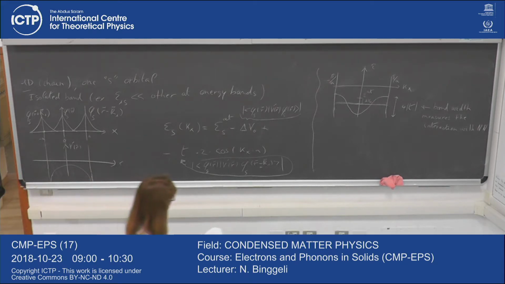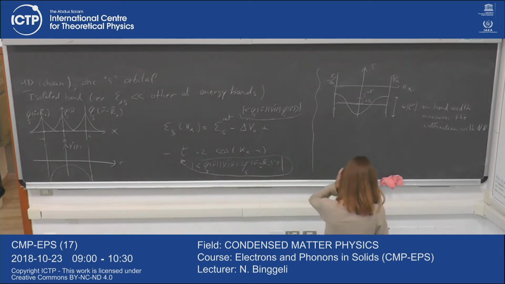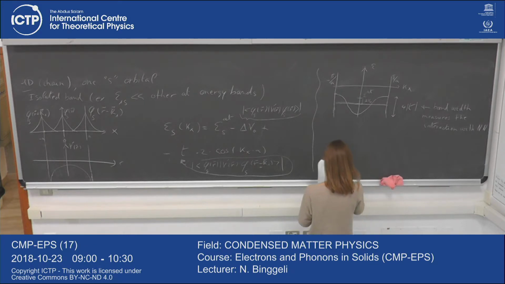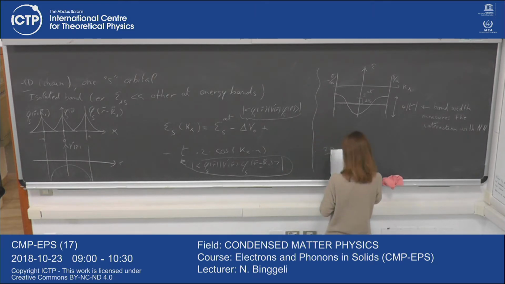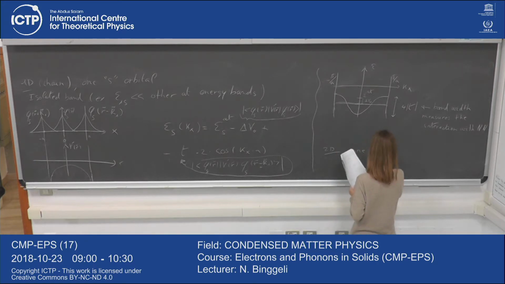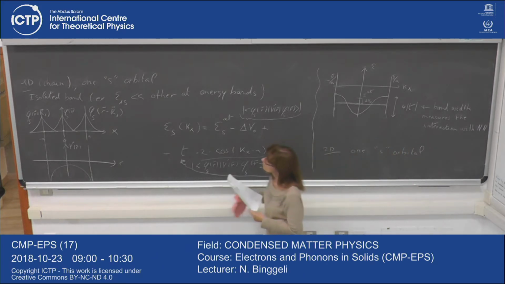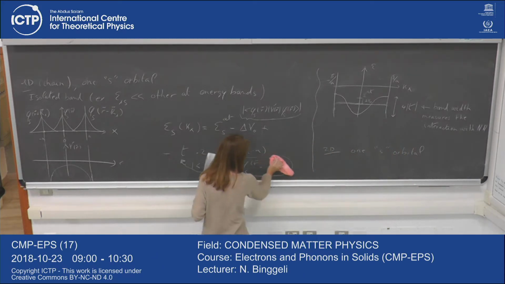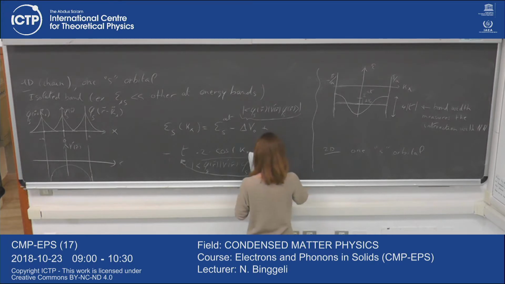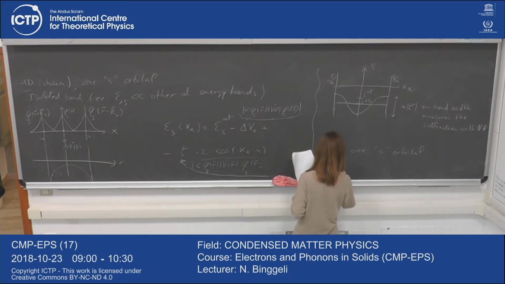Alright, so now let's go into two dimensions. So 2D. And I will also consider the case of one s orbital and I will consider the case of a square lattice.